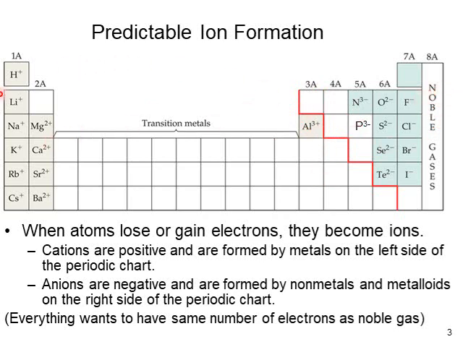Again, cations are always going to be metals, and they will always form positive ions. The nonmetals, on the other hand, always form negative ions. So we can tell what kind of ion these things will form just based on their position on the periodic table.